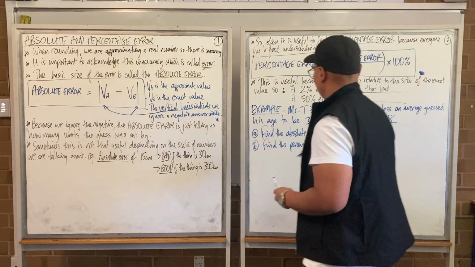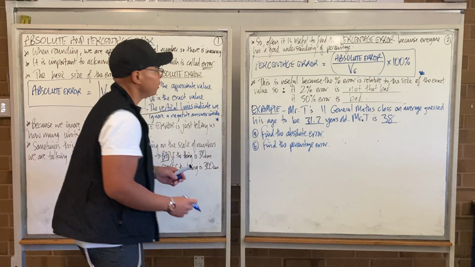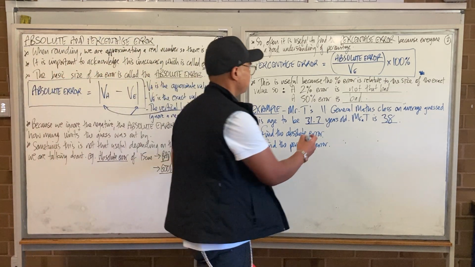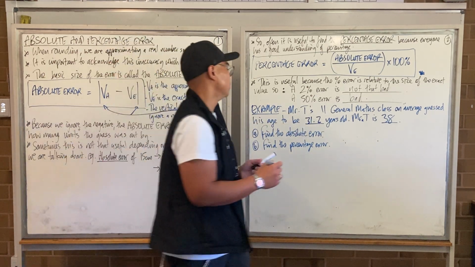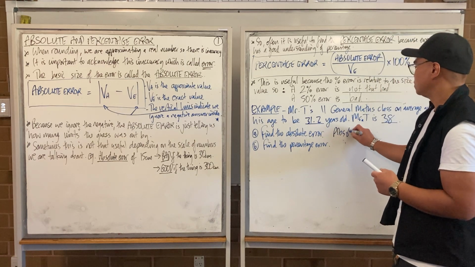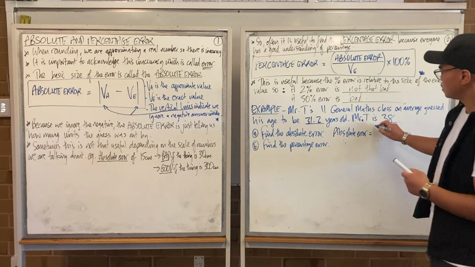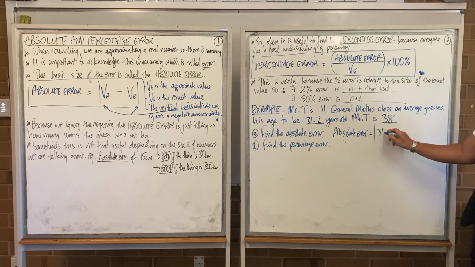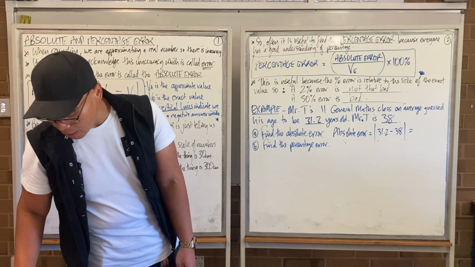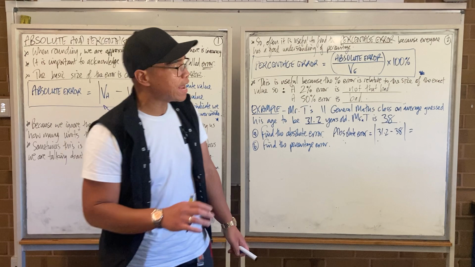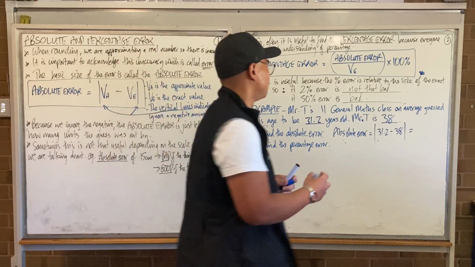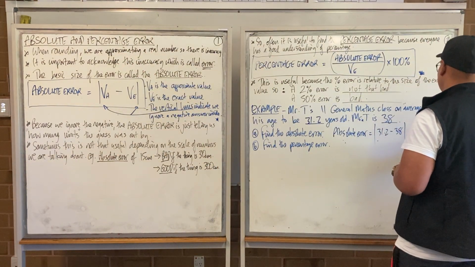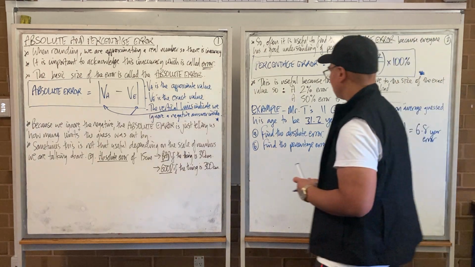I'm 38. Find the absolute error. So how do I find the absolute error of something? What was the approximate? What was the guess here? It was one of these two numbers. Which was the guess? Good. So absolute error equals line approximate 31.2 minus 38, which is the exact. 31.2 minus 38 is negative 6.8, but what do the lines tell you? I ignore the negative, so it's just 6.8 year error. Okay?